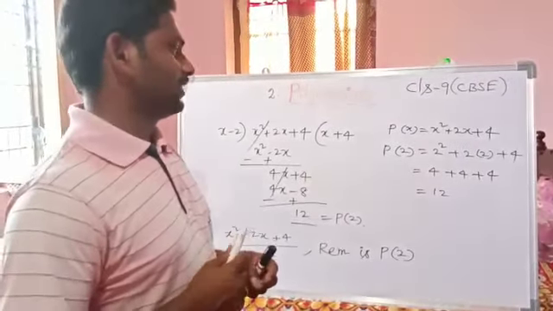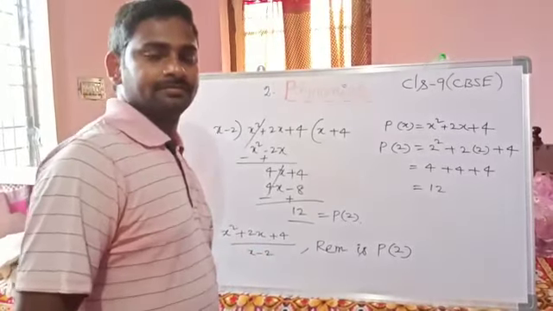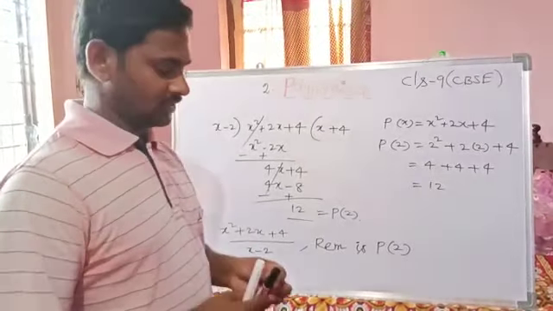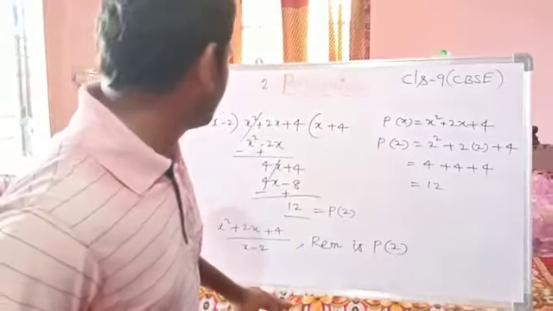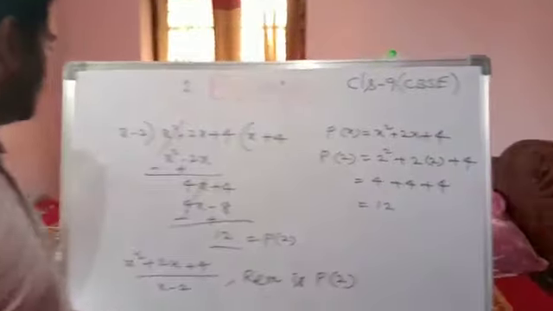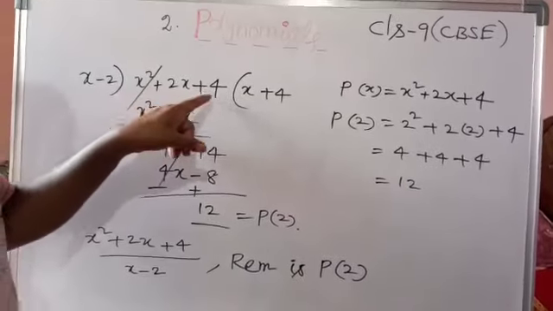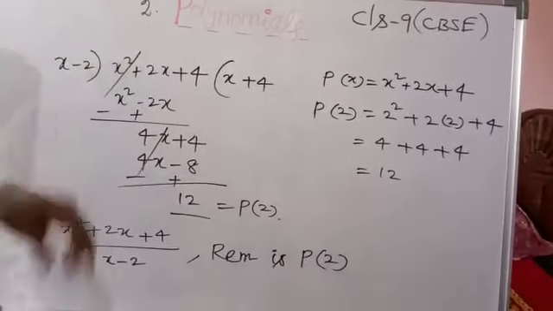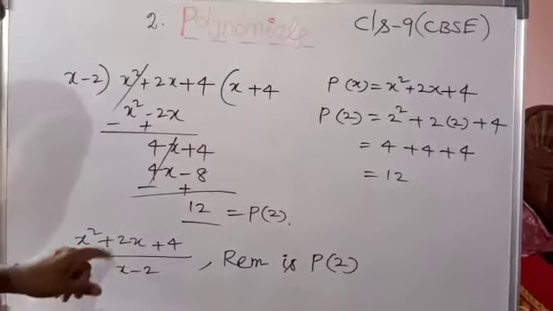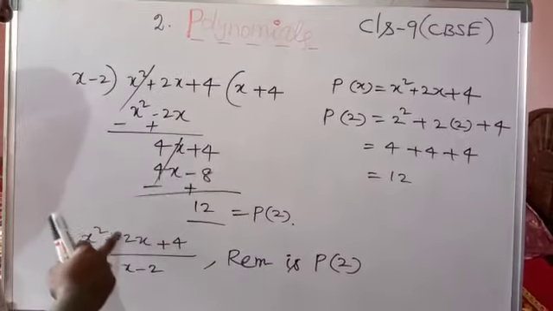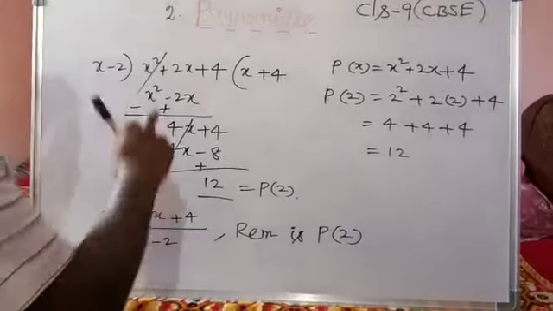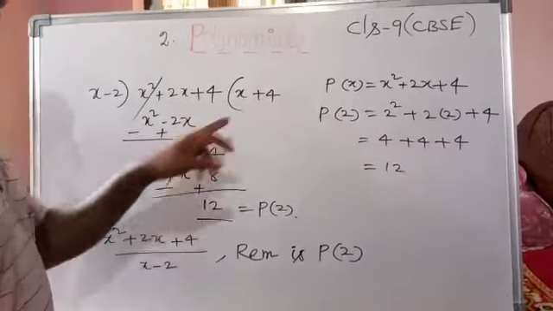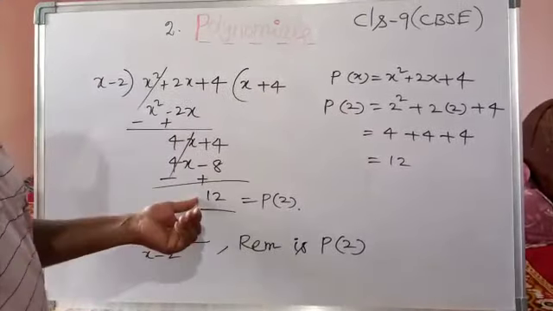Now I am going to explain one very important theorem, that is the remainder theorem. Before explaining the remainder theorem, here I have taken one example, students. See this. Here x square plus 2x plus 4, this polynomial is divided by x minus 2 like this. This is the numerator, this is the denominator. If I divide with this one, I get the quotient as x plus 4 and the remainder is 12.